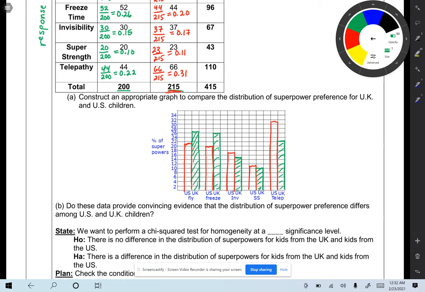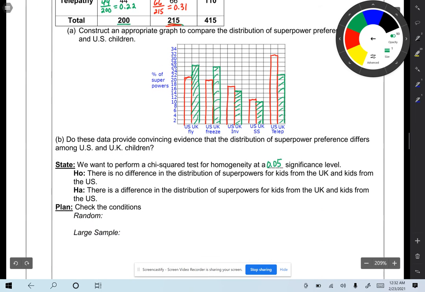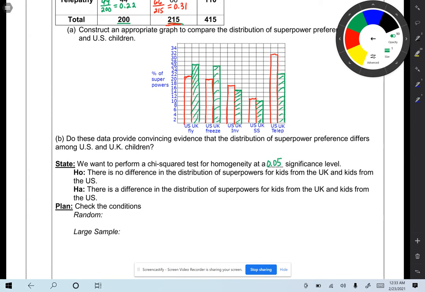Do these data provide convincing evidence that the distribution of superpower preference differs among US and UK children? We want to perform a chi-squared test for homogeneity at a 0.05 significance level. The null hypothesis says there is no difference in the distribution of superpowers for kids from the UK and kids from the US. The alternative hypothesis says there is a difference in the response variable, which is superpowers, for kids from the UK and kids from the US.